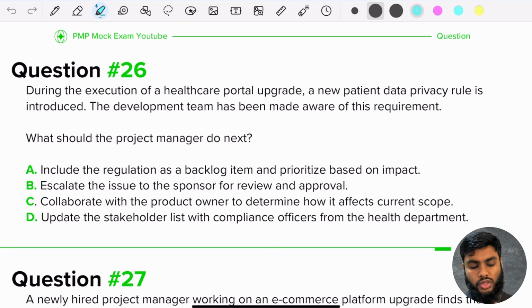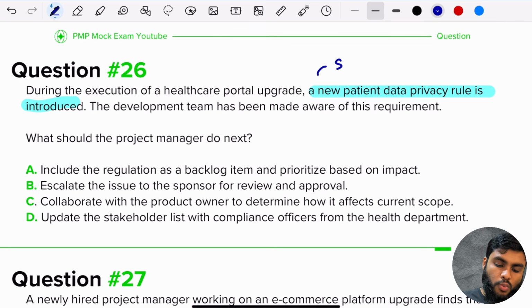26. During the execution of a healthcare portal upgrade, a new patient data privacy rule is introduced. The development team has been made aware of this requirement. What's the problem statement here? The problem statement is this. A new patient privacy rule is introduced. Something new has been introduced to the project. So this already tells me that there's a scope change. Okay, a scope change. Anyways, let's see what else there is from the answers. Okay, so step number 1 is finished.